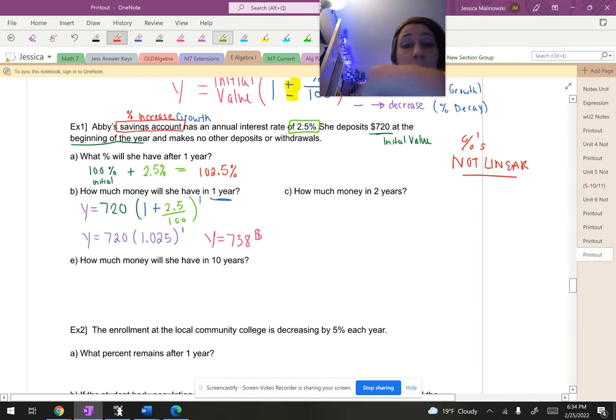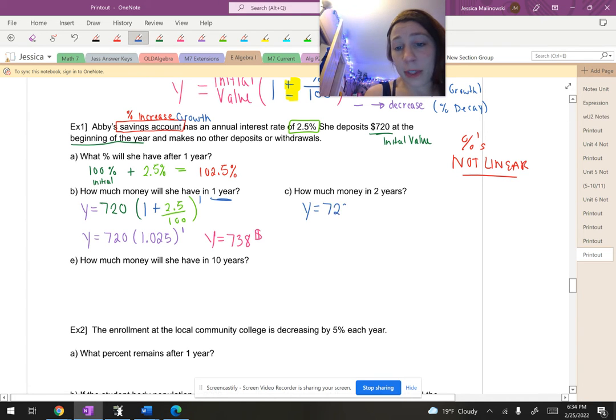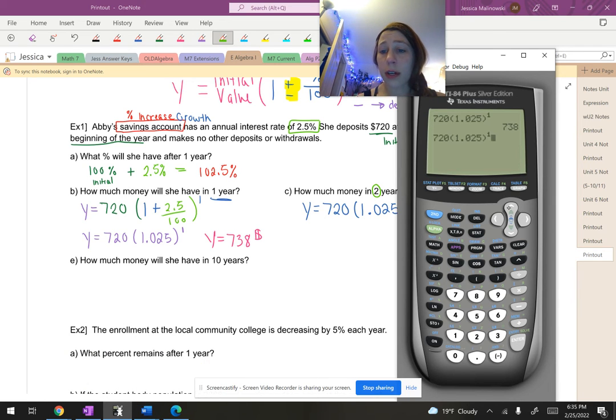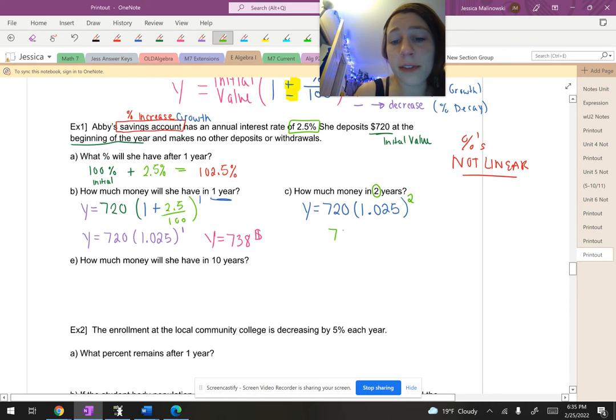So how much money in 2 years? I'm going to use that same exact formula that I used for Part B, except I'm just going to upgrade the time. And that's why I'm upgrading the exponent. I'm upgrading the time, not the initial value, because that will just work itself out for me. So 2 years, I'm going to put it to the second. I'm just going to copy that back down, change my 1 to a 2. And 756.45 is the amount of money they'll have in 2 years.